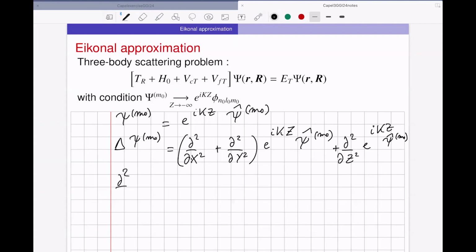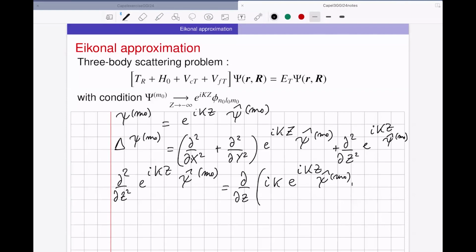So the second order derivative over z squared of e to the power i k z psi hat m0 gives the first order derivative of i k e to the power i k z psi hat m0, plus e to the power i k z, and then the first order derivative of psi hat.